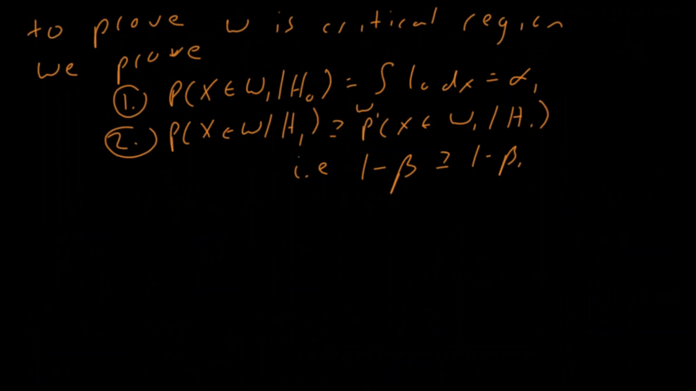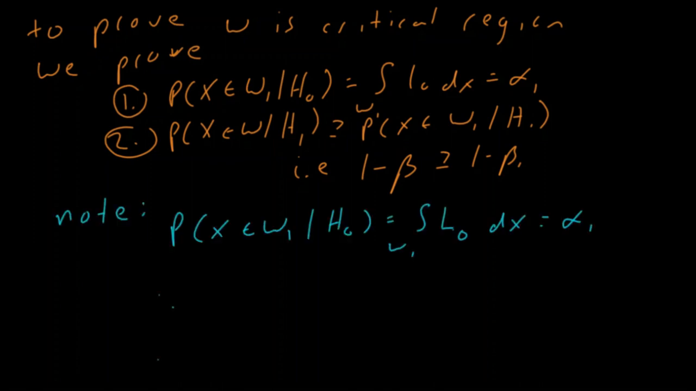So to prove W is the critical region, we're going to prove first the probability that X is an element of W1, given the null hypothesis is true, is equal to the integral across W1 of L naught dx, which is equal to alpha 1. Note we've already proved step 1 by the definition, because we have already defined the probability of X element of W1 given the null hypothesis is true, across the integral of L naught dx, is equal to alpha 1. Alright, so we must now prove step number 2.